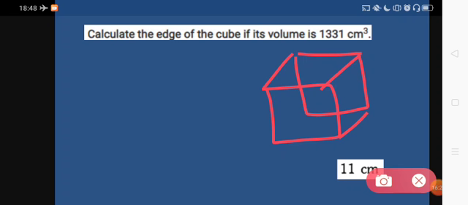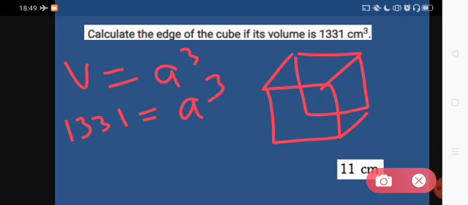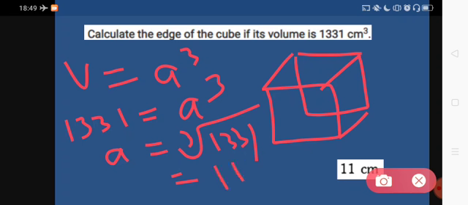This is a cube. Here the volume is given. We will write the formula: volume is equal to side cube. Volume is given, so we put in place of it: 1331 is equal to side cube. A is equal to the cube root of 1331. What will it be? 11. A is equal to 11. This is the edge of the cube.